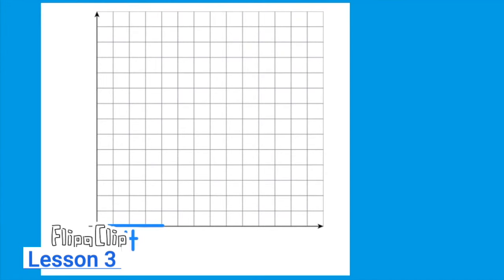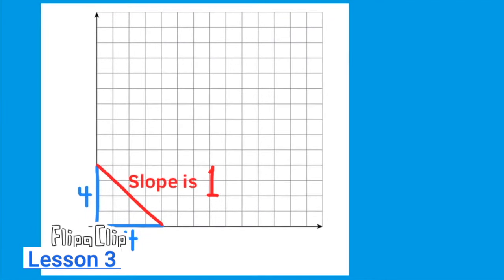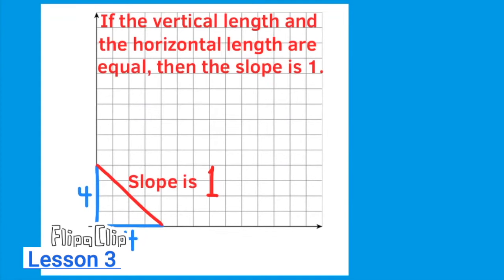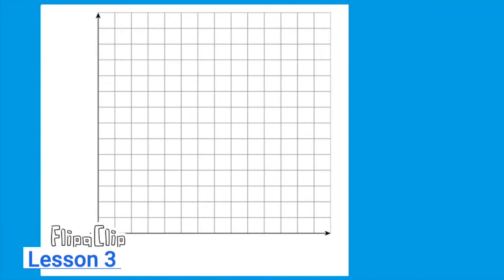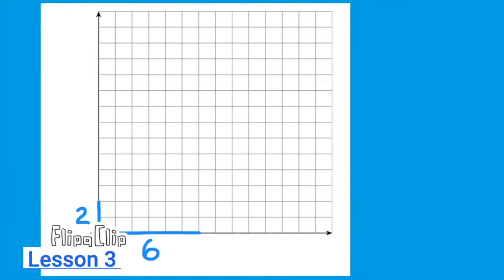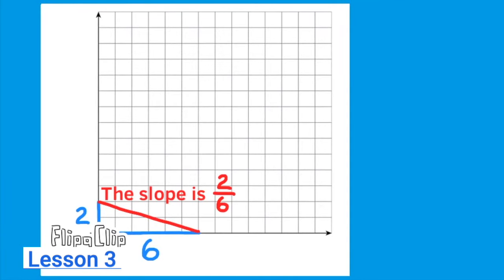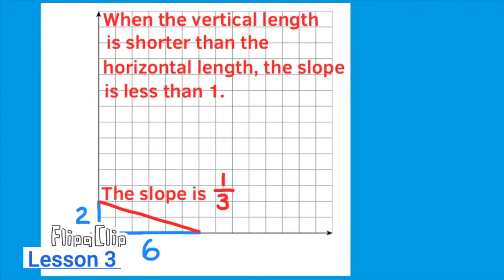Let's try another one with a horizontal length of 4 and a vertical length of 4. This slope would be 4/4, or 1. If the vertical length and the horizontal length are equal, then the slope is 1, like in this example. In this last example, the horizontal length is 6 and the vertical length is 2. This would have a slope of 2/6, which can be reduced or simplified to 1/3. When the vertical length is shorter than the horizontal length, the slope is less than 1, like in this example.